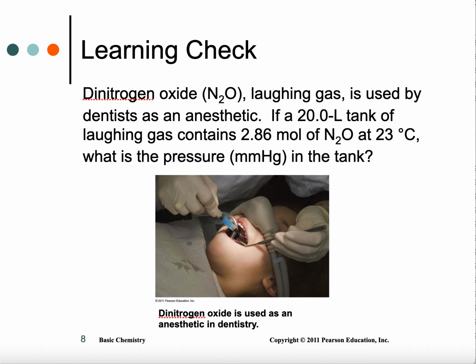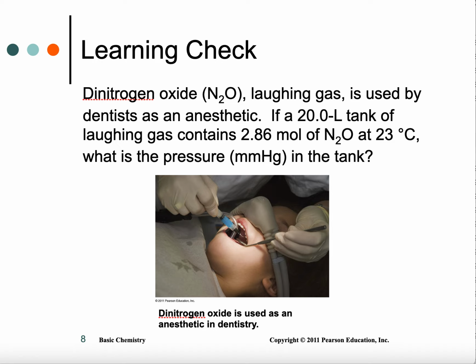Okay, so here's an example. Laughing gas, which you get at the dentist, everybody is crazy after it. A 20-liter tank contains 2.86 moles at 23 Celsius. That's room temperature. What's the pressure in the tank? Well, PV equals nRT. That means P1V1 over nRT1, and then you're solving for whatever you're solving for.